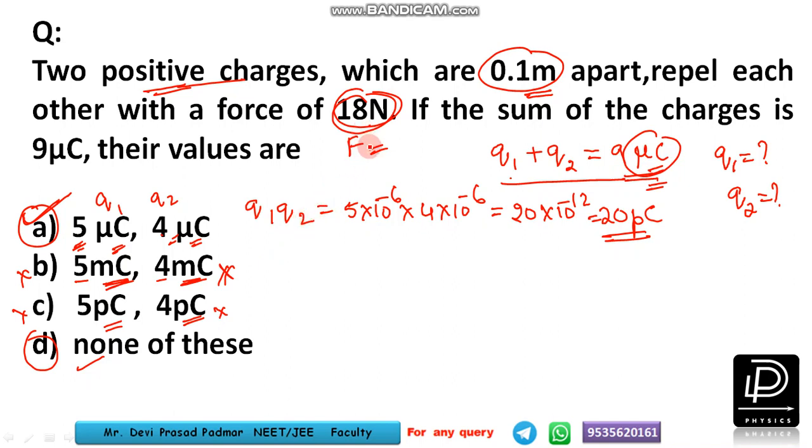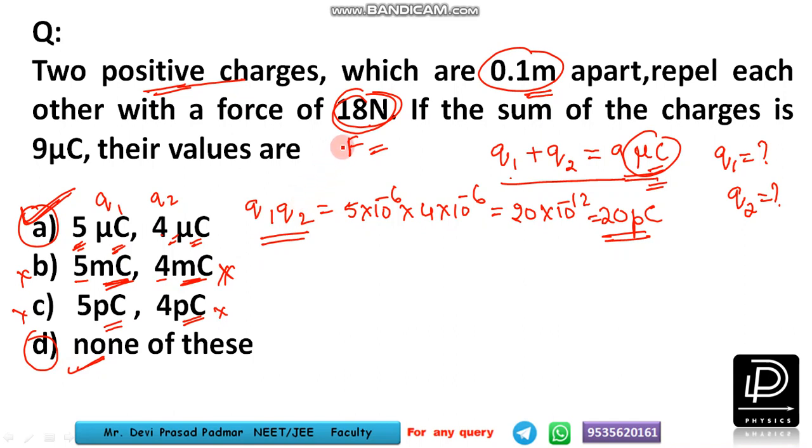So now you have Q1 plus Q2 equal to 9 microcoulomb, and for Q1 into Q2, when the force is 18 Newton, you have to check whether the product of those two charges is equal to 20 picocoulomb or not. If the answer is 20 picocoulomb, then no doubt at all, option A is the correct answer. But if you get the product Q1 into Q2 as some value other than 20 picocoulomb, then you have to select option D. That is why I told you to cross-check the answer.